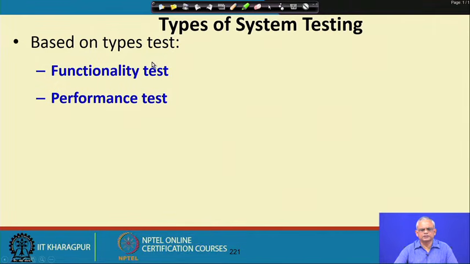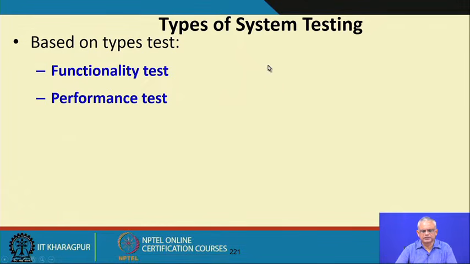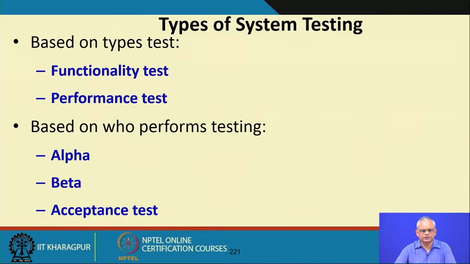We can consider system testing to be of two types, either a functionality test or a performance test. In other words, if we have to do system testing for some software, we have to write two types of test cases. One is the functionality test cases and the other is the performance test cases. We will see what the functionality tests need to test, which aspects, and which aspects will be tested by the performance test.